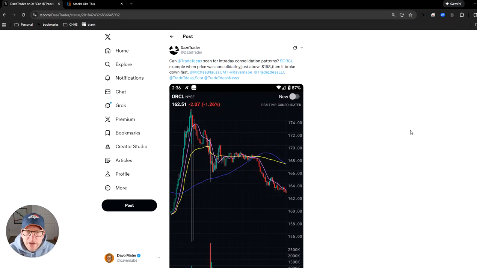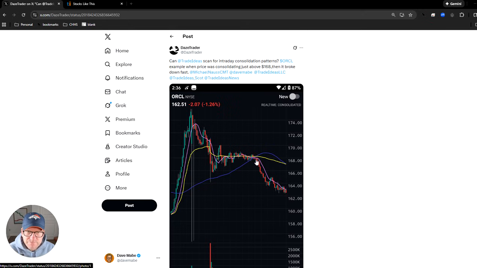How do you create a trading strategy from a stock chart? My name's Dave Mabe. I've been trading 25 plus strategies every day for the last 20 years. And this question comes in through X from a guy named Days Trader. And he asked, can Trade Ideas scan for intraday consolidation patterns? And he posts this chart of Oracle from February 2nd where it shows a good looking chart. It's gone up a lot in the pre-market, and it's sort of consolidated during the middle of the day.